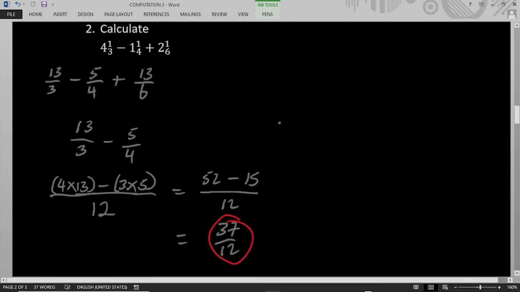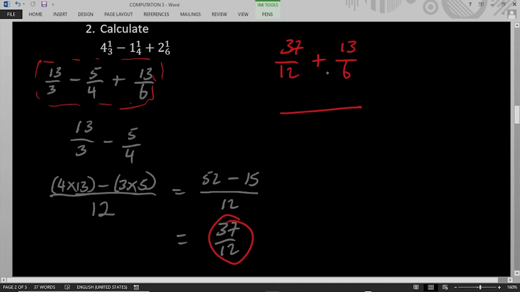Now we have to take that 37 over 12, and then add 13 over 6 to it. 13 over 6, because remember we broke it up in 2 parts. We did subtraction first, now we're doing addition.